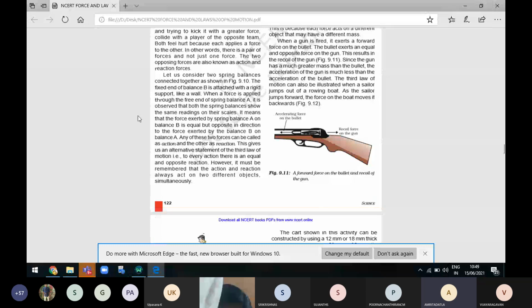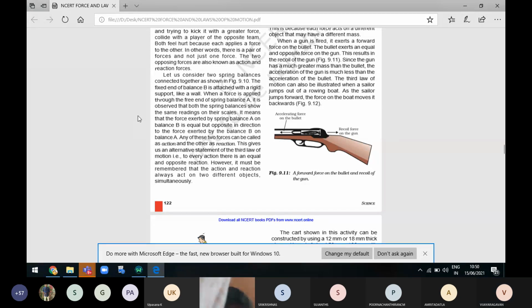Let us consider two spring balances connected together as shown in figure 9.10. Do you know what a spring balance is? Have you seen a spring balance, all of you? Sir, yes, sir. It is used by old merchants who buy old plastics; that is called a spring balance. You take two spring balances and pull them in opposite directions. Both will show the same mass. You can see the diagram in the figure there.